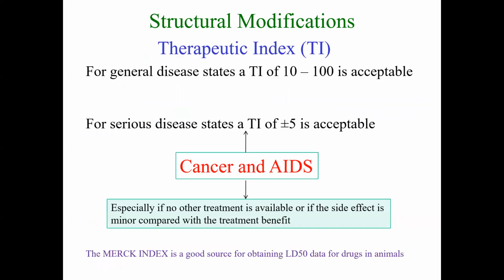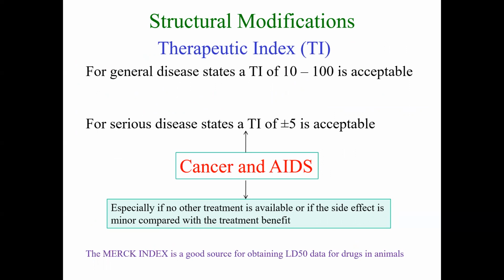and structural improvements. So for the therapeutic index, there are certain serious diseases where the therapeutic index is low, where there is a relatively low lethal dose that is close to the effective dose. And there are two diseases, such as cancer and AIDS, where it is acceptable to have a low therapeutic index.